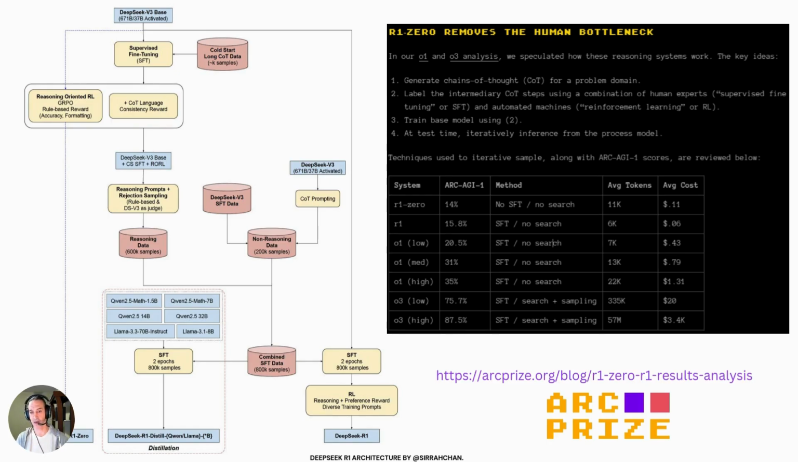And then they have the average cost and the tokens. So you can see why DeepSeek's really cheap: 6 cents, 11 cents, versus $3,400 or $20 for o3 low. Anyways, you can check it out on the blog and I'll post the link.